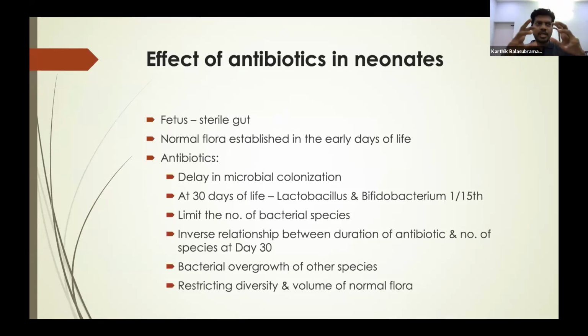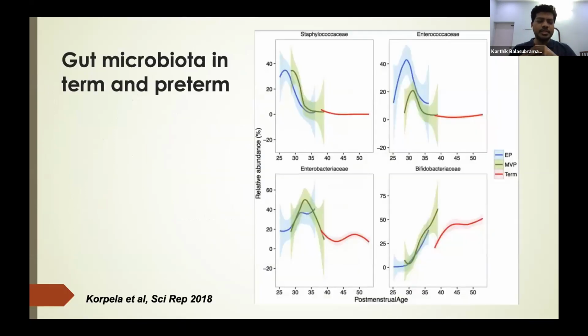So the bacterial diversity within the gut is restricted, and the volume of these commensals is also restricted. And of course, we are all aware that these commensals, these bacteria, play a very important role in immunomodulation and immunoregulation of the gut, and prolonged use of antibiotics actually predisposes to necrotizing enterocolitis in these babies.